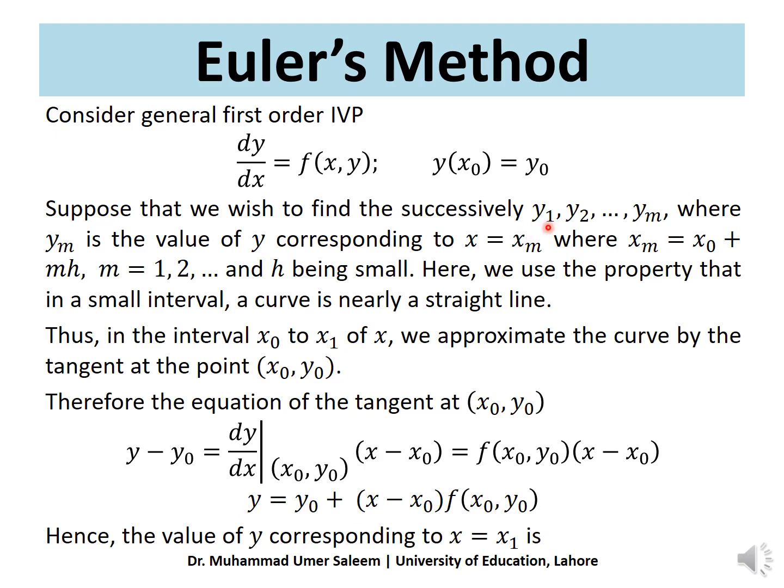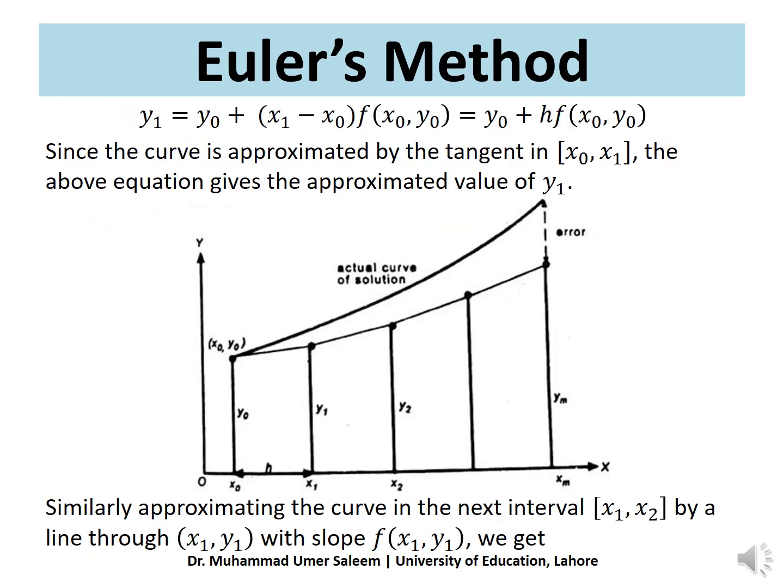So y1 is the value corresponding to x1. So if we replace x with x1, then y will become y1. So to get the value of y1 we will put x is equal to x1. So we have substituted x is equal to x1 in the previous equation. So y will then become y1.